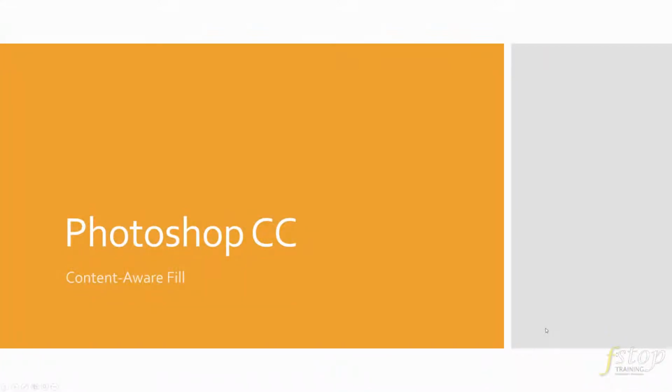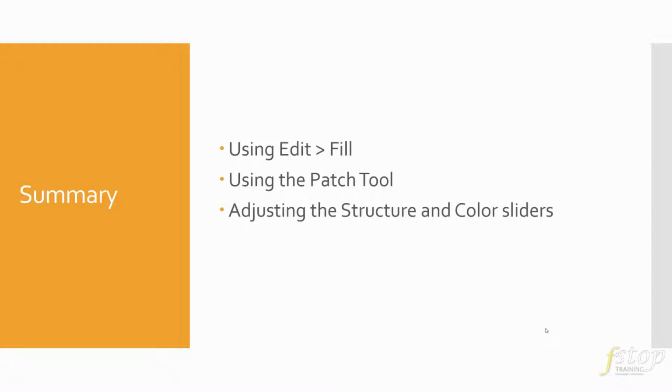So we've looked at quite a lot in this video. Let me quickly sum up what we did. We looked at using any selection tool to create a loose selection around the distraction and then removing it by using the fill option found under the edit menu. Next, we looked at using the patch tool along with the structure and colour sliders to refine the patched area. And finally, we used the Content Aware Move tool to move objects to a different area of the photograph.